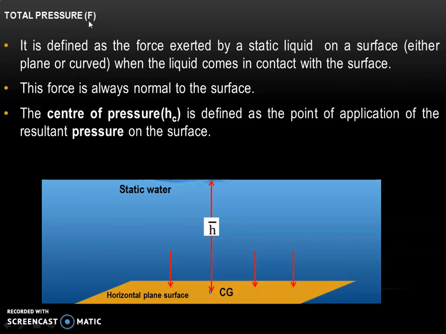Total pressure is denoted by F. It is the force exerted by a static liquid on a surface, which can be either plane or curved. And this force is always perpendicular to the surface in contact. And the center of pressure is denoted by Hc. It is the point of application of the resultant pressure on the surface. So we need to know what is total pressure exerted by static fluid on the surface in contact and what is the center of pressure.